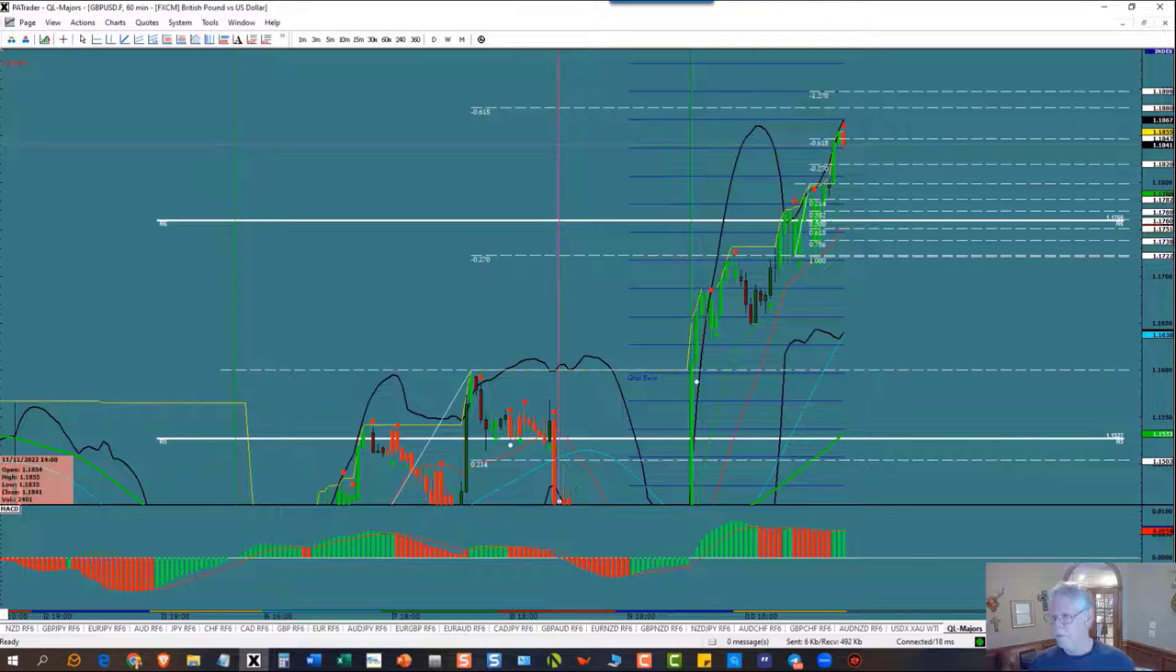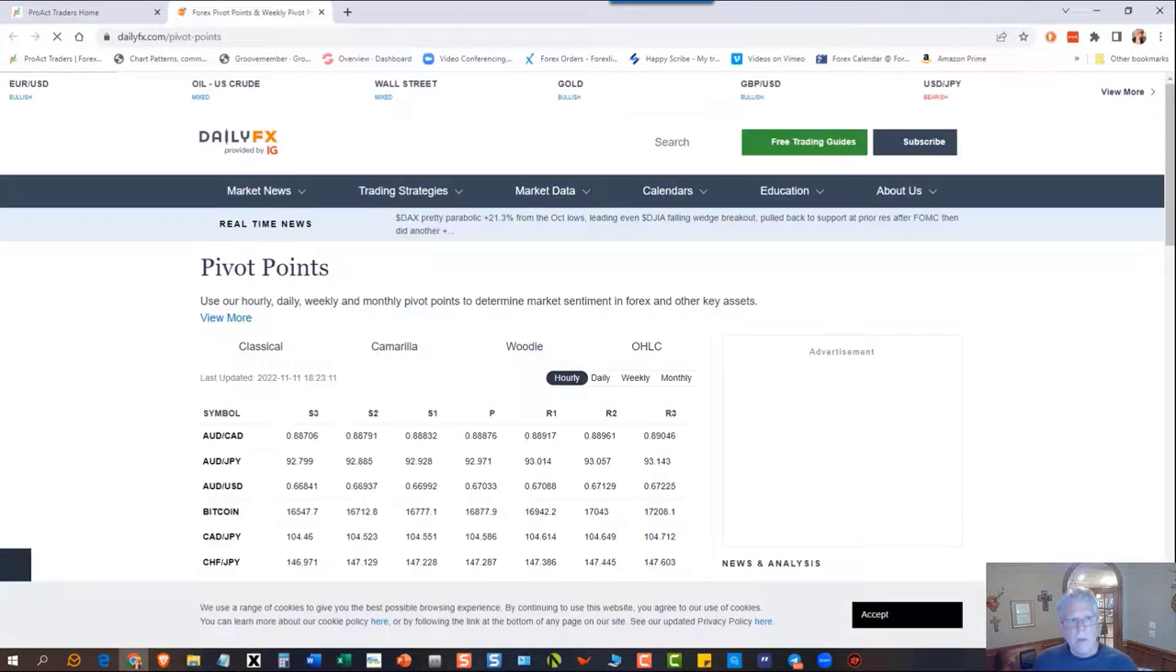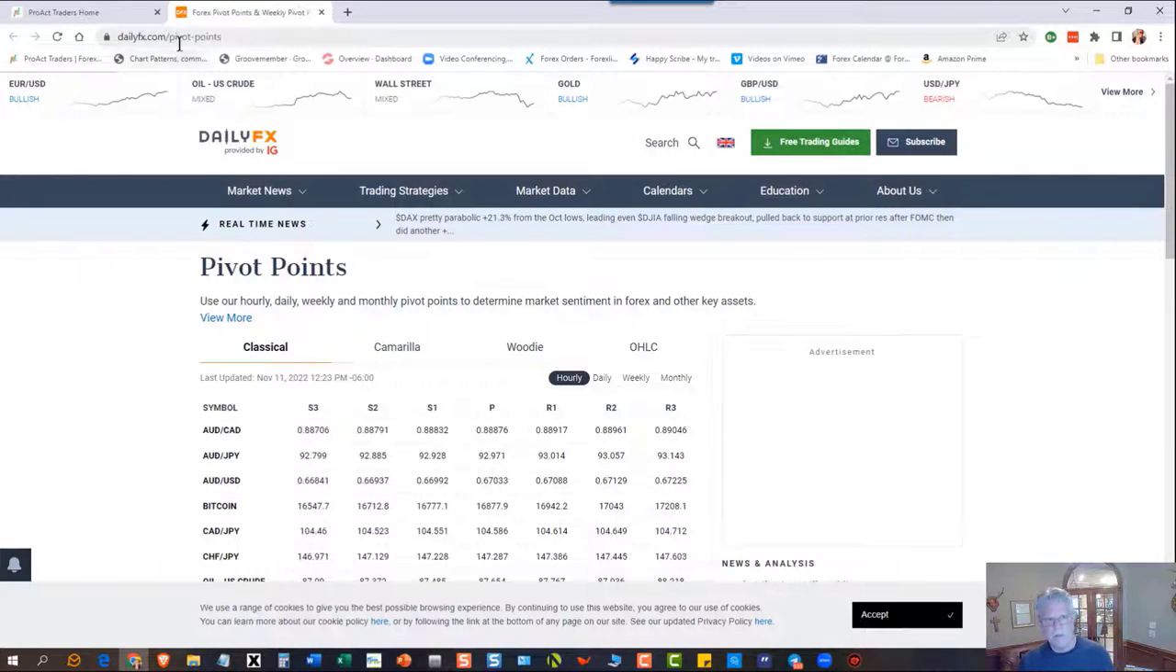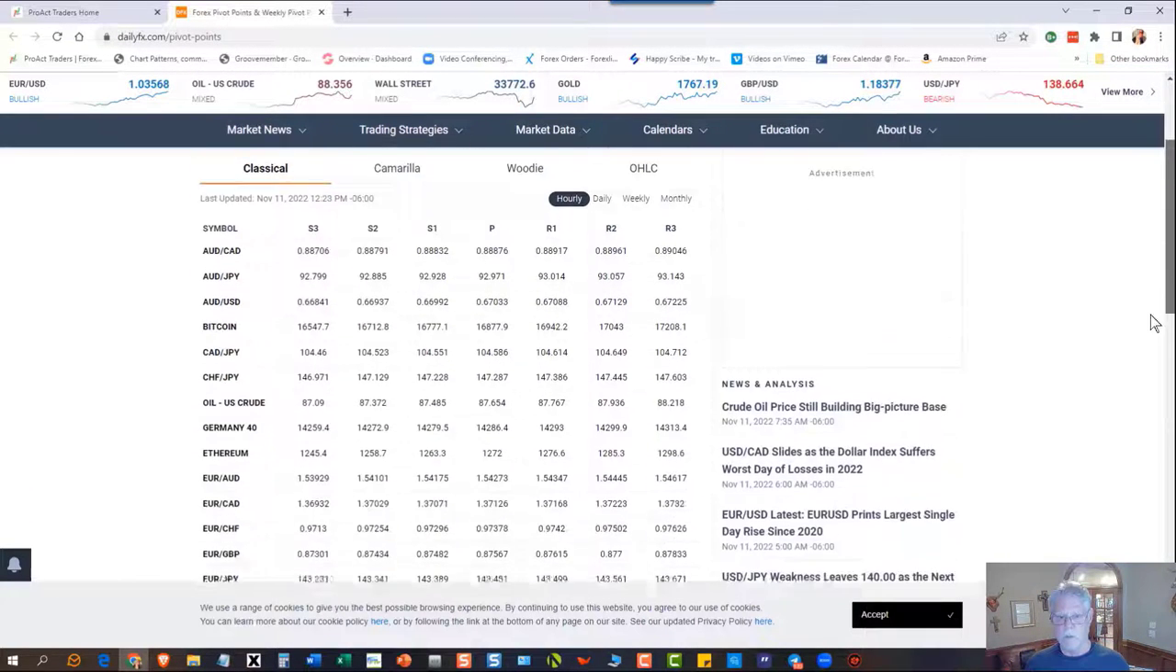Well, the grid base is the pivot point. So every day you gotta go find the pivot point. I'll just show you where to go here, all right? So it's Publix here on dailyfx.com, and there's the pivot points for all the currencies, okay? So there they are.